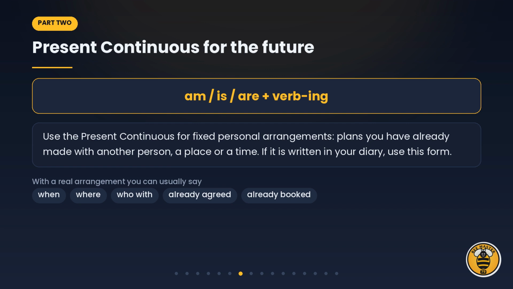And here is a useful clue. With a real arrangement, you can almost always say when it is, where it is, or who it is with.